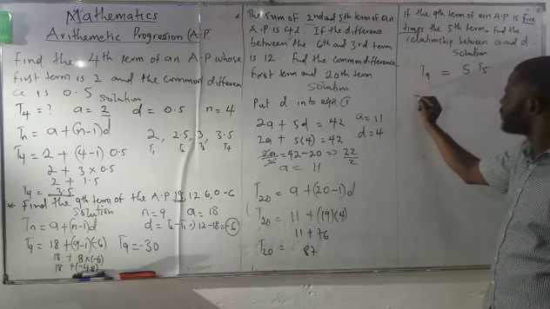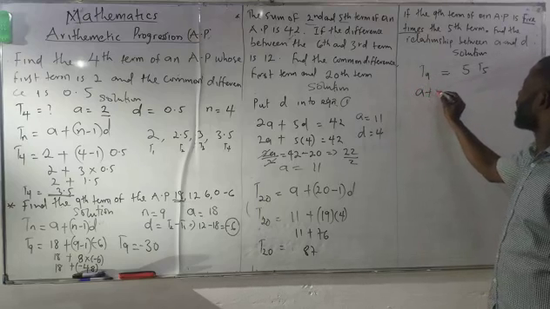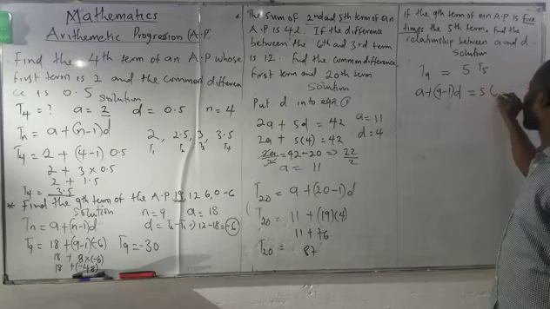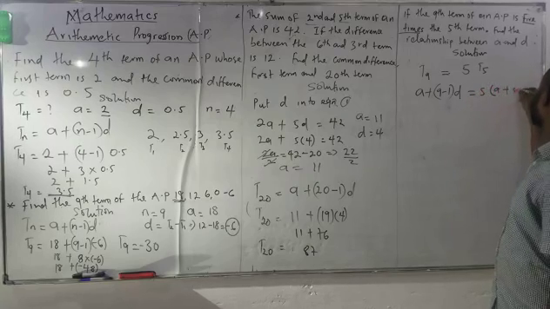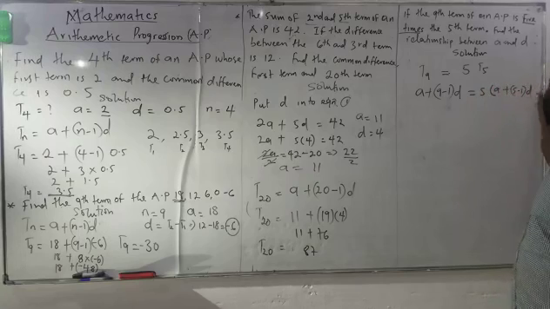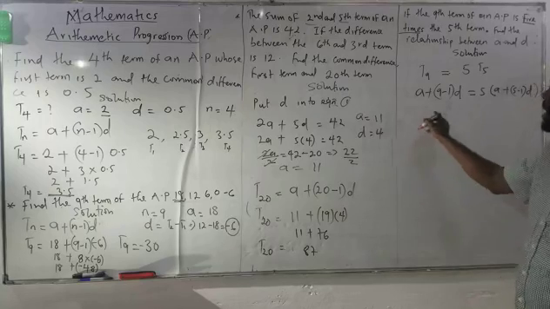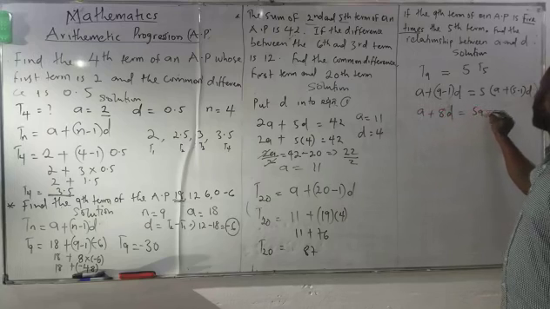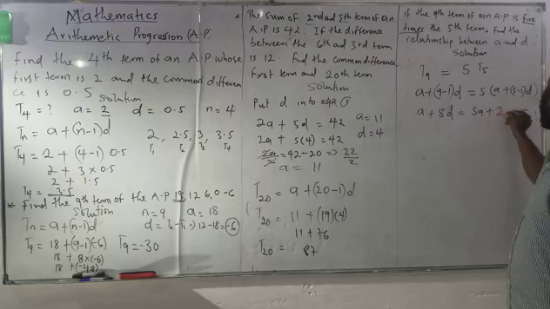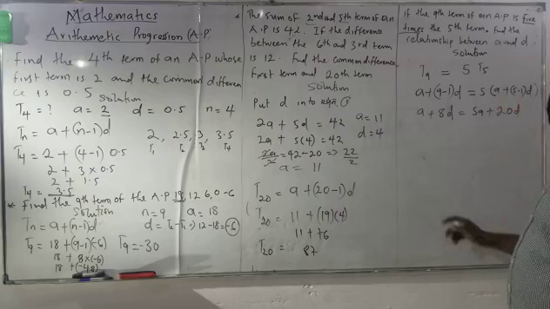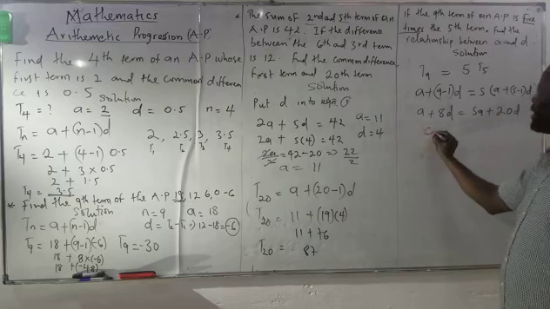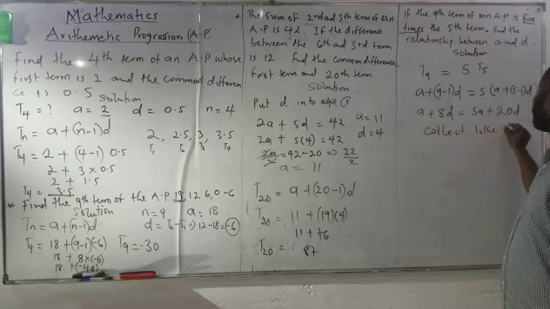Don't forget that this will give us A plus (9 minus 1) bracket of D equals 5 bracket of A plus (5 minus 1) bracket of D. So A plus 8D equals 5A plus 20D. Now I want to collect like terms.